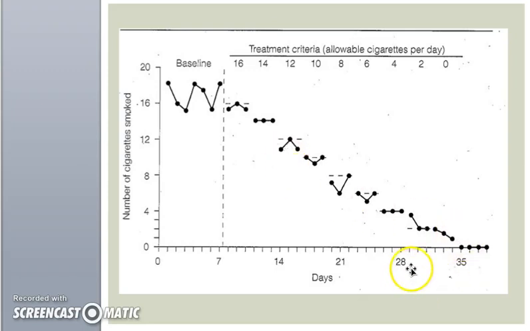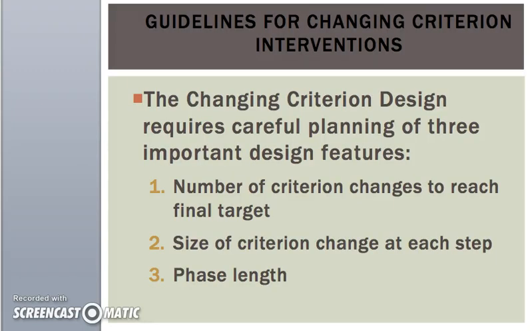When we get out here to 28 days, here's their target right here, and notice they have one data point, and they never do it again. So you see it drop, and then finally it all drops out, and then we've got 4 days of no smoking whatsoever. So really good example of what a changing criterion graph should look like.